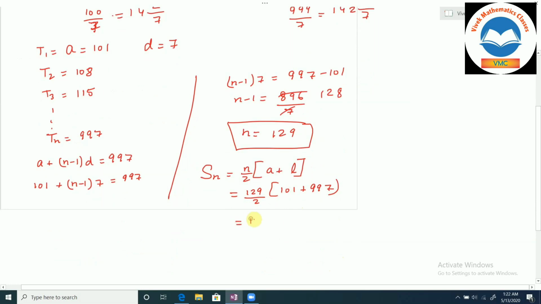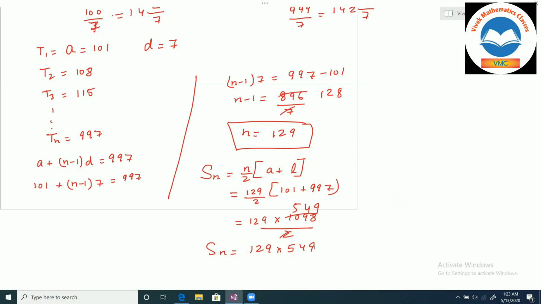Then you will get 129 into 1098 divided by 2. Cancel out, you will get 549. Then Sn will be equal to 129 into 549. This will be the answer. We'll move to the next question.